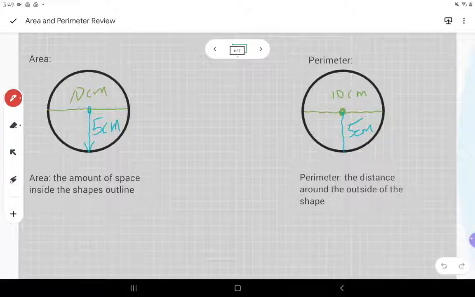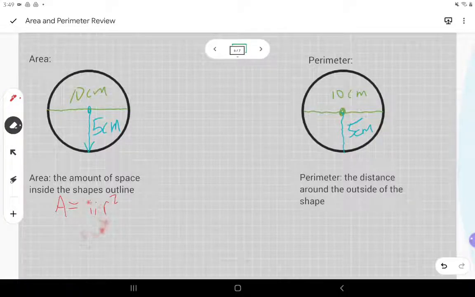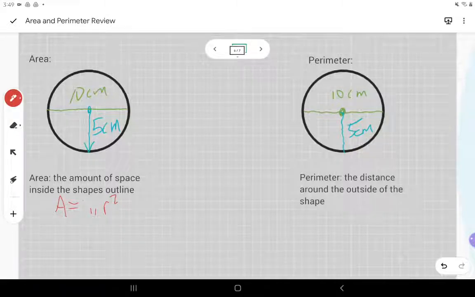The formula you would have been given in previous years is area is equal to pi r squared. Let's try that again. Pi, that's a little better. Pi r squared, where this value of pi, remember, is an irrational number. It's a number that never ends. It doesn't have a repeating decimal. It keeps on changing its pattern.